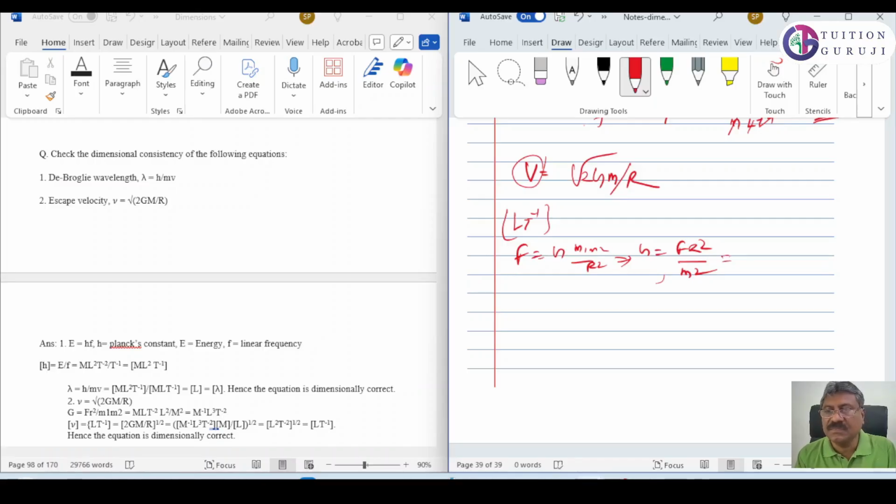So F is equal to MLT raised to minus 2, into L square divided by M square. So what is M raised to minus 1, L cube T raised to minus 2. So you got G here.